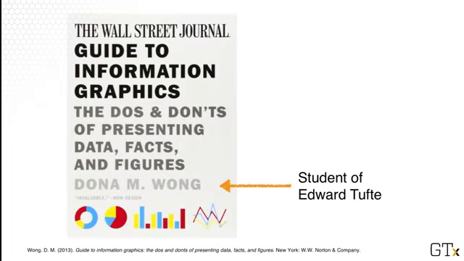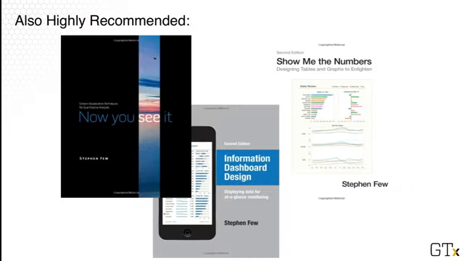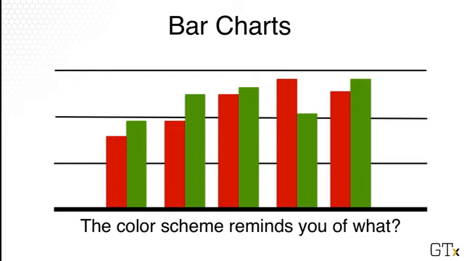Some of the materials that you're going to see today are based on this book, The Guide to Information Graphics, The Do's and Don'ts of Presenting Data, Facts, and Figures, by Dona Wong, who is a student of Edward Tufte. So this is probably the second of many times that you're going to hear the name Edward Tufte. There are also other books that I would recommend, all from Stephen Few: Information Dashboard Design and Show Me the Numbers. Those are really effective and compelling examples that you will find in those books that will guide you on how to do effective design. So we'll first look at bar charts.